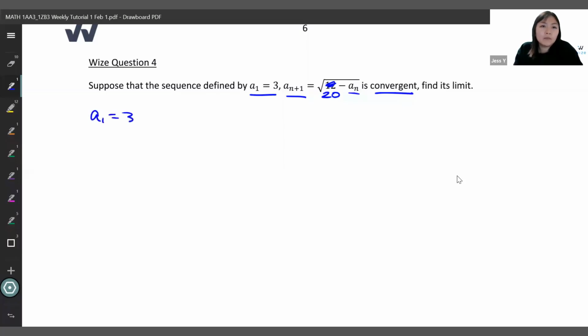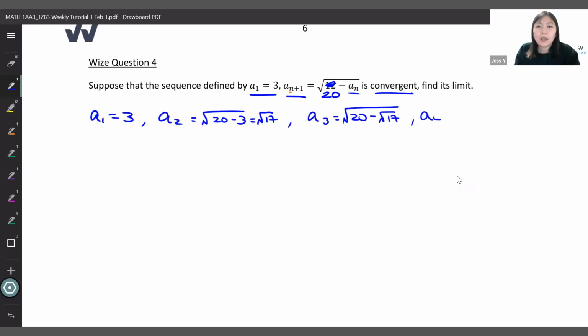So a1 is 3, we know that. What is a2? Well, the next term is going to be the square root of 20 minus the previous term, right? Or you can think of this as, okay, when n equals 1, I get a2 equals the square root of 20 minus an, which is a1, the first term. And that is the square root of 17. You can use a calculator, turn it into a decimal if you want. And then a3 is the square root of 20 minus the previous term, which is the root of 17. And then a4 is the square root of 20 minus the previous term, which is the square root of 20 minus the square root of 17. And so on.